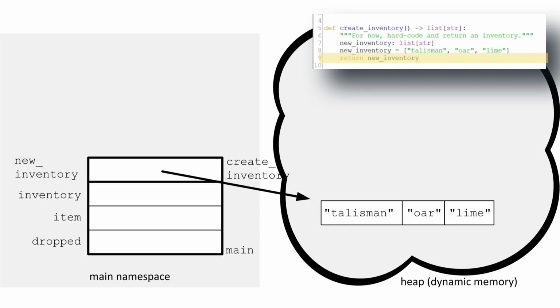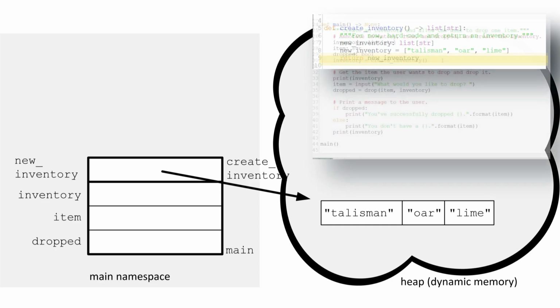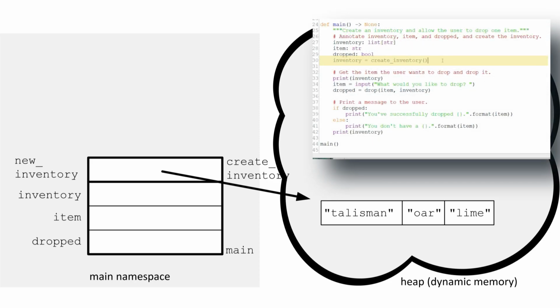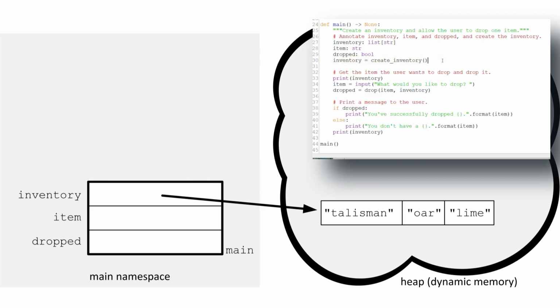Now the final line of createInventory is return newInventory. This is returning the address or memory location of newInventory. And back in main, where the function is called, we're assigning what is returned to the variable inventory. So that memory location in our image, that arrow, is copied to the variable inventory in main. And once createInventory is done executing, its frame is removed from the call stack. Its namespace no longer exists.